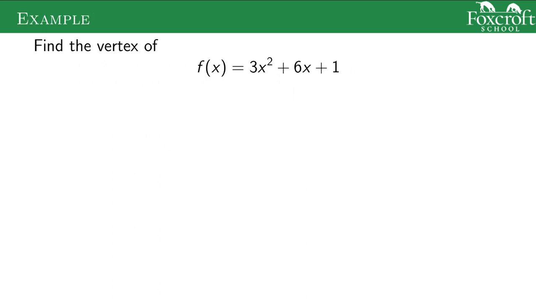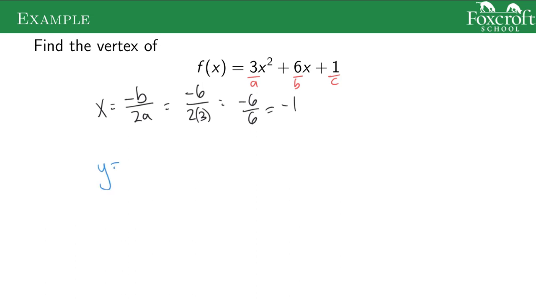All right, so let's find the vertex of 3x squared plus 6x plus 1. The x value of the vertex is always given by negative b over 2a. b is 6, so it's going to be negative 6 over 2 times a, which is 3. And again, that's b next to x, that's a. This would be c, but we don't need it. This is negative 6 over 6, and that's negative 1. So the x value of the vertex is negative 1.